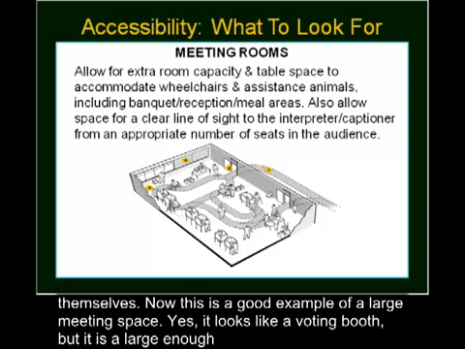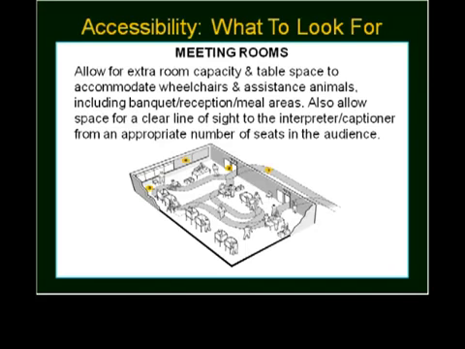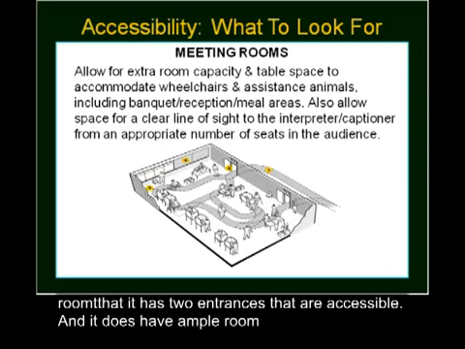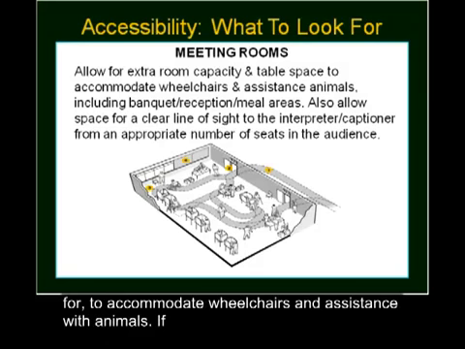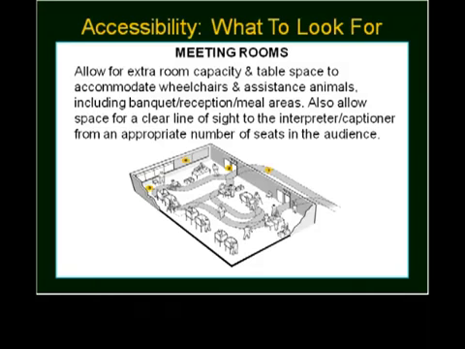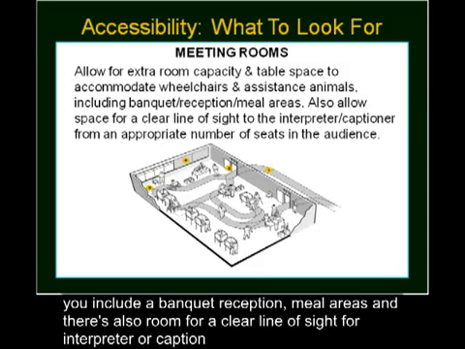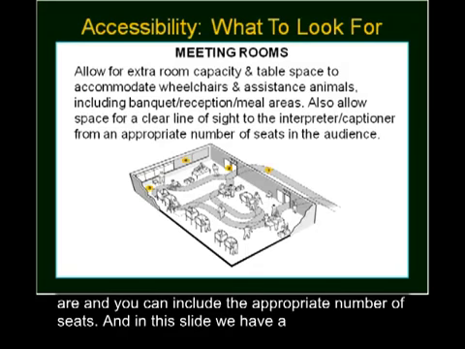Now, this is a good example of a large meeting space. Yes, it looks like a voting booth, but it's a large enough room that has 2 entrances that are accessible, and it does have ample room to accommodate wheelchairs and assistance animals. It can include a banquet, reception, meal areas, and there's also room for clear line of sight for an interpreter or captioner, and it can include an appropriate number of seats.